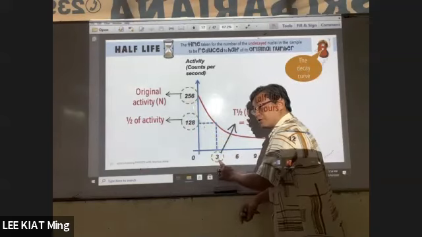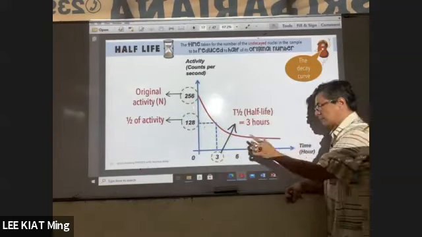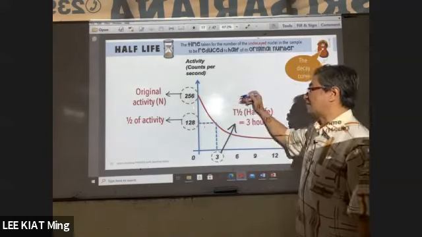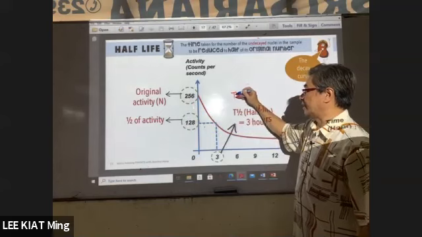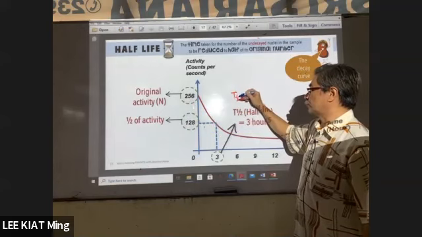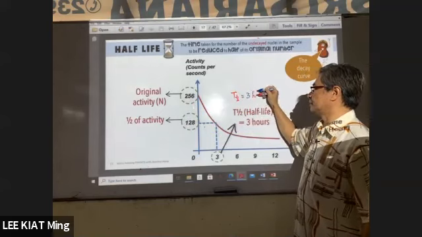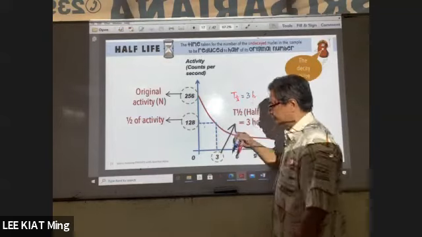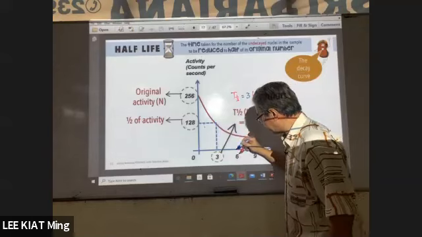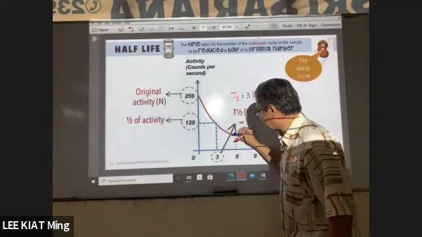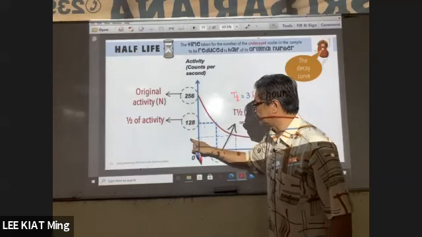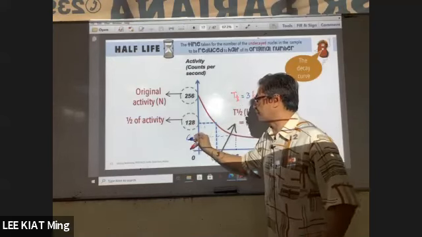From 256, this is the original number of atoms, equal to half within 3 hours. So 3 hours will be a half life. Understand? We write half life like this, t and a half, equals to 3 hours. Then you can expect another 3 more hours. Another 3 hours. And then what is this number going to be? Tell me. 64. You become half.